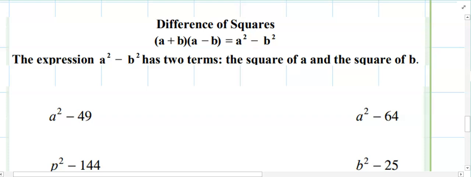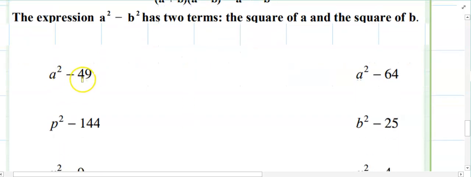And to go in reverse, if we have an expression that has two terms, the square of a, the square of b, separated by a subtraction sign, in order to factor these, we're simply going to take the square root of a squared, one's a plus, one's a minus, and the square root of 49, which is 7.